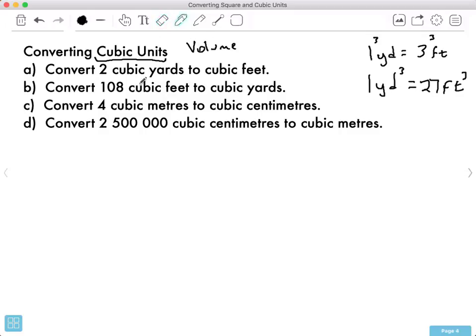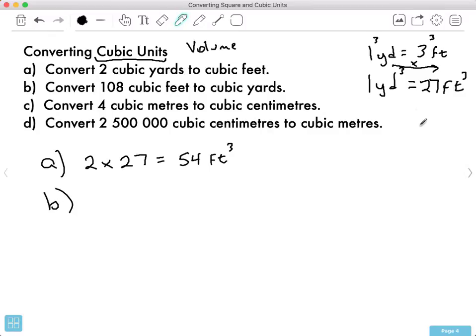So let's try this one. Convert 2 cubic yards to cubic feet. If I'm working from the bigger unit to the smaller unit, I want to multiply. So 2 cubic yards times the conversion factor now of 27. 2 cubic yards would be 54 cubic feet, or feet cubed.